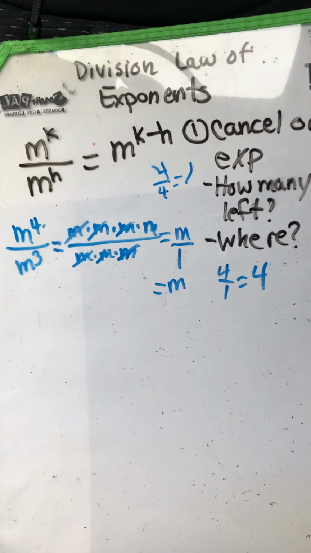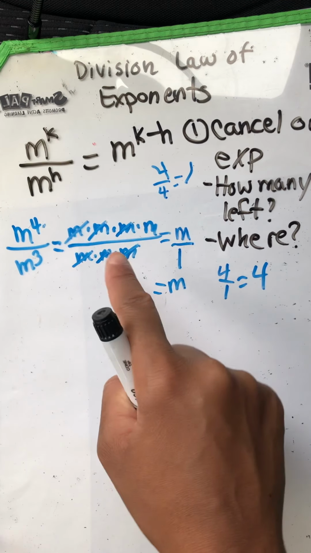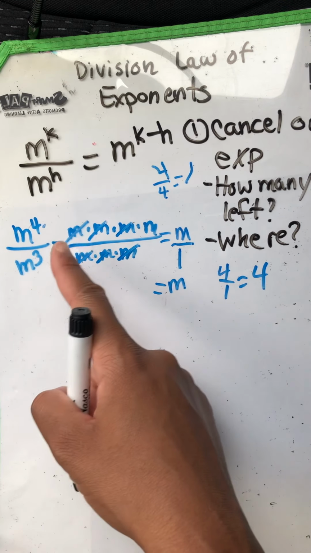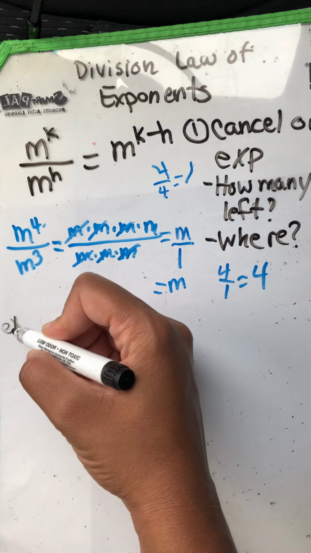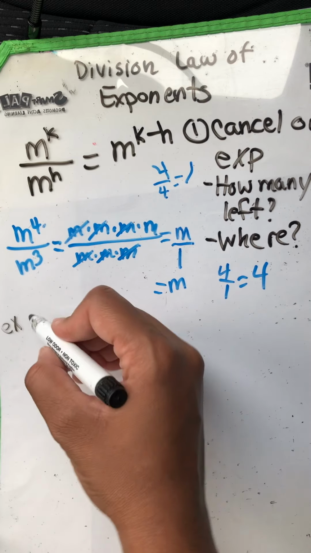All right? So we're going to do a couple of these. This is the reason why we're not going to write this out, because sometimes you're going to have like m to the 12. You don't have time to write that out, and you're going to make a mistake. So we're just going to use the questions, how many are left and where.